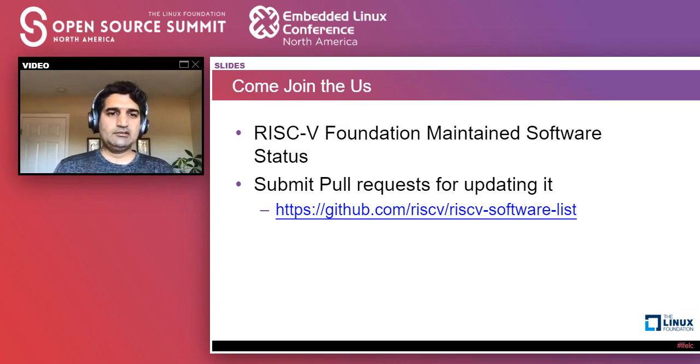RISC-V International maintains a very active software status page. And if you know that status is not up to date for the project that you are looking at, please submit pull requests and it will get updated. It's a living document and it's always updated, and the community provides that input. So please submit any update requests if you find that it is not up to date for whatever reason, and also go through that list and see where different ports are. They also list some ports that are in there, for example, OpenOCD, because the work for upstreaming it has been ongoing.